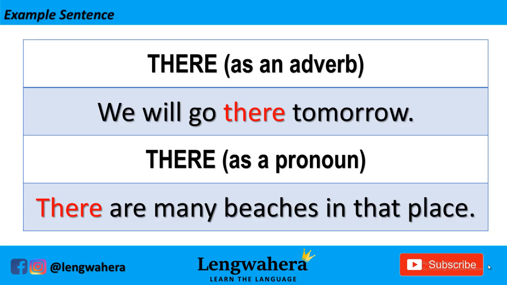Here is an example sentence for there as an adverb. We will go there tomorrow. So meaning there is the place that we are going to be tomorrow. Next, there as a pronoun. There are many beaches in that place, meaning that particular place has many beaches. It exists in that place.